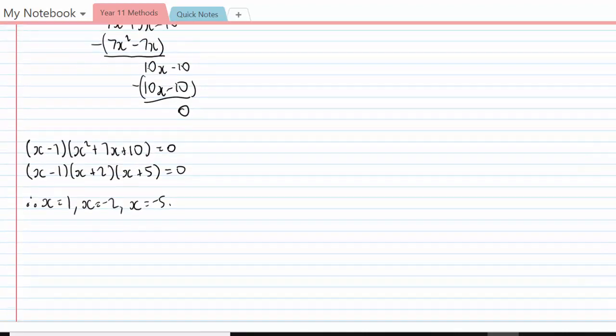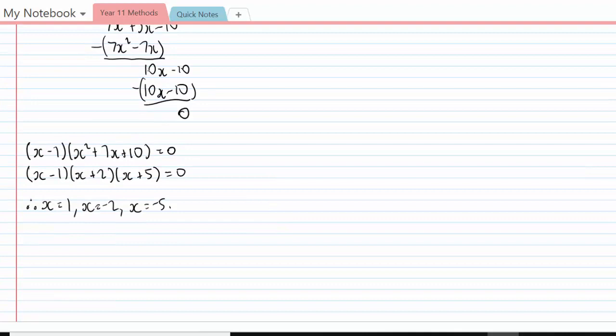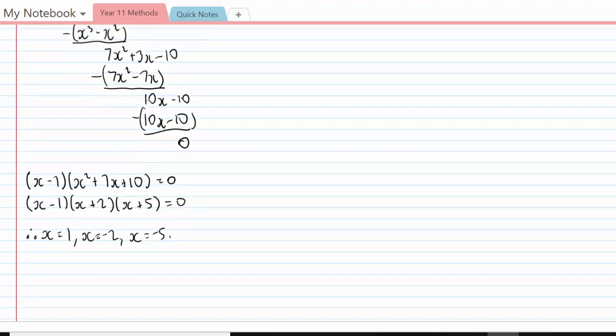Now, because the equation was equal to 0, what that's actually telling us is the x-intercepts of the graph. And in coming videos, we're going to see how to actually graph these.